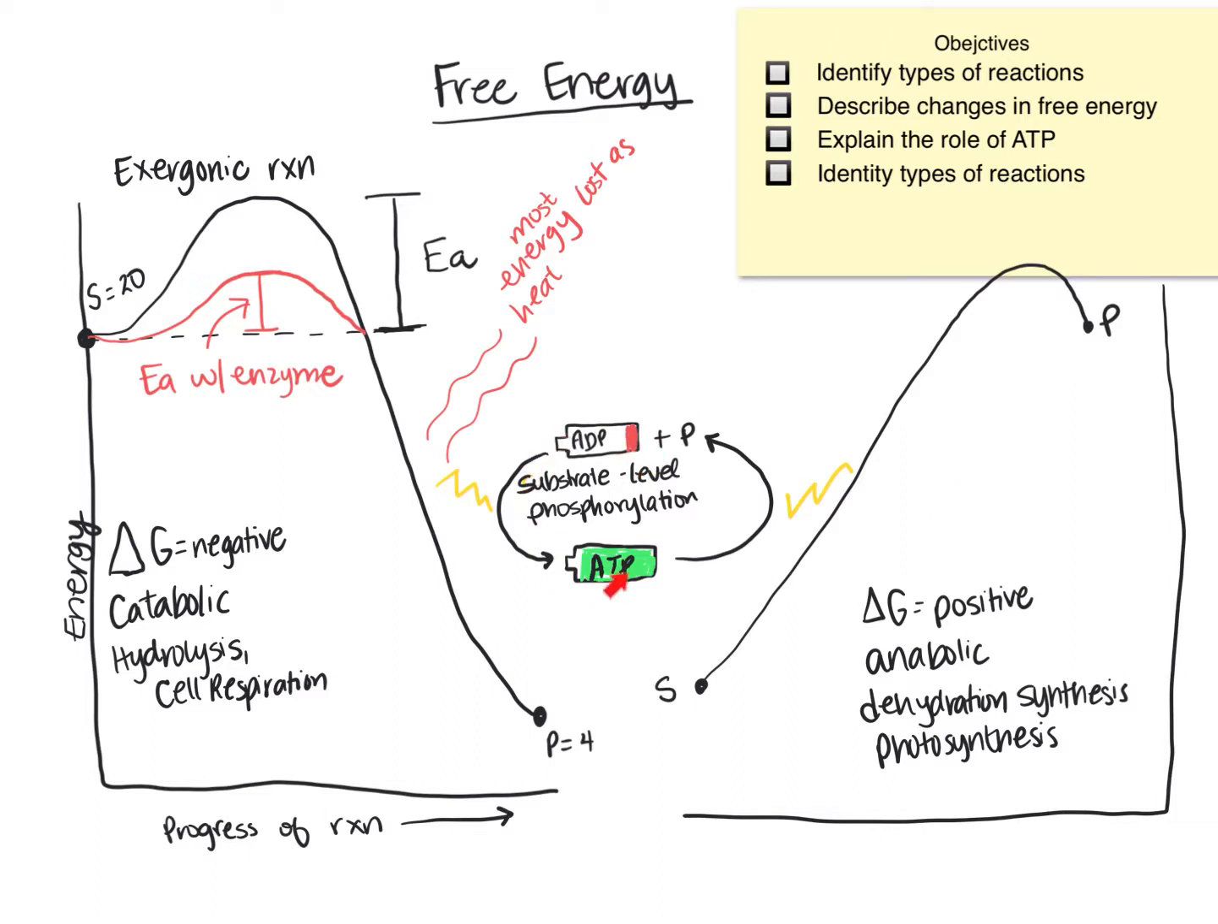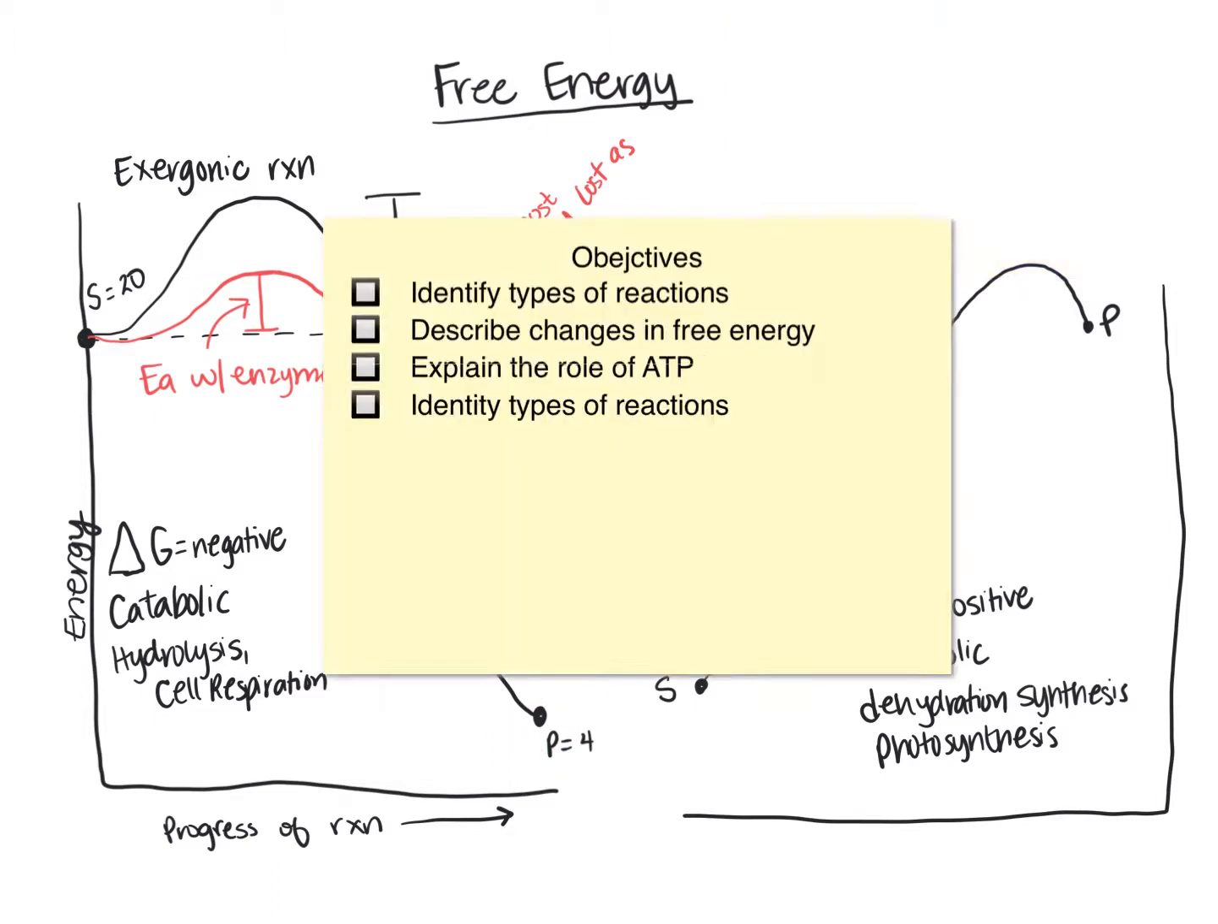Instead, there is a middle cycle here with ATP being hydrolyzed into ADP to provide that energy for these endergonic reactions, and then the ADP and inorganic phosphate then being joined back again by the energy released as this substrate is broken down into this product, recharging that ATP.